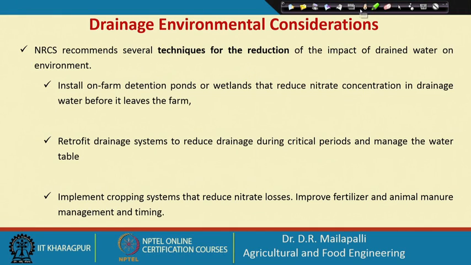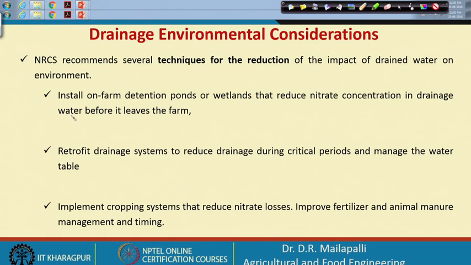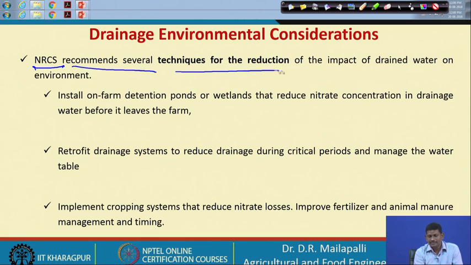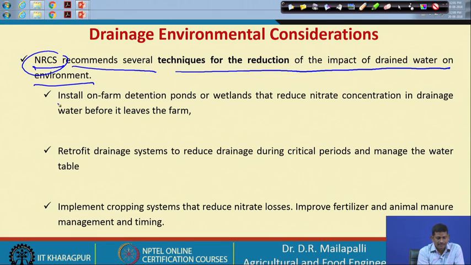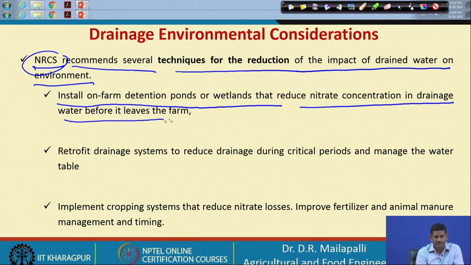Okay, and then the drainage environmental considerations. NRCS, the Natural Resources Conservation Service, recommended several techniques for reducing the impact of drainage water on the environment. As I said, the nutrient load in the drainage water coming out of the field is going to influence the water bodies negatively. So NRCS has recommended several techniques to reduce that, such as installing on-farm detention ponds or wetlands that reduce the nitrogen concentration in drainage water before it leaves the farm.